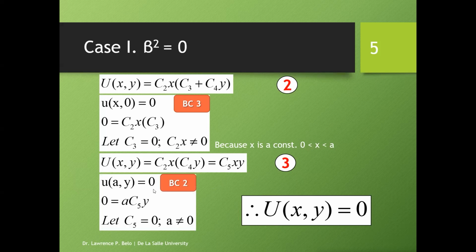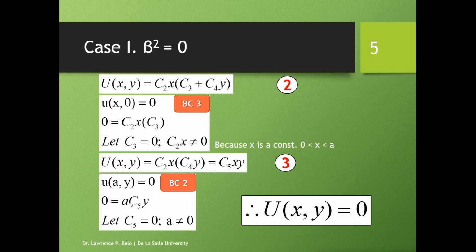But then, if we apply the other boundary condition, A times Y equals 0, we make X equal to A. So A, C5Y equals 0. For this to be 0, we equate our C5 to 0. In this case, our A we know cannot be 0, because A is any value greater than 0 for X. And our Y later on, as you will see, is any value greater than 0 and less than B.